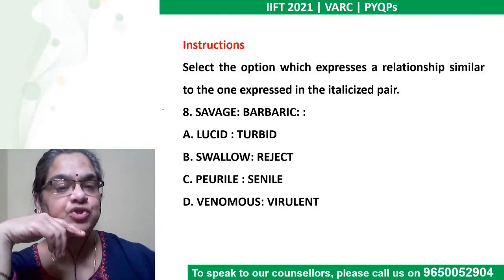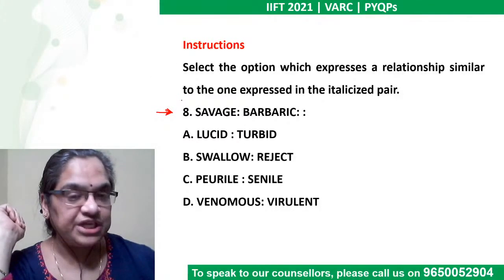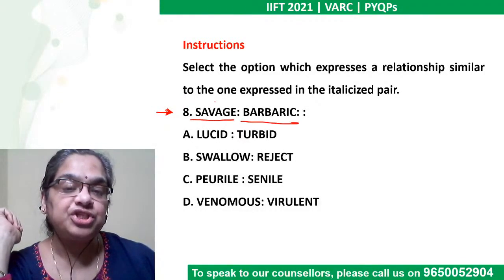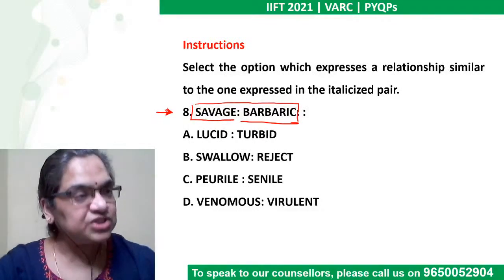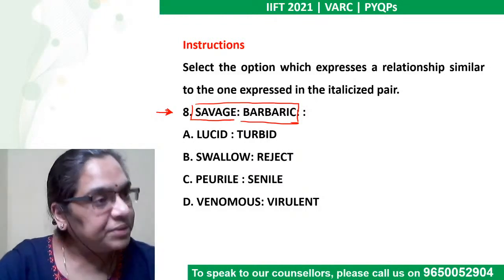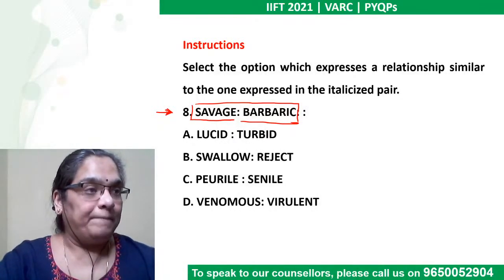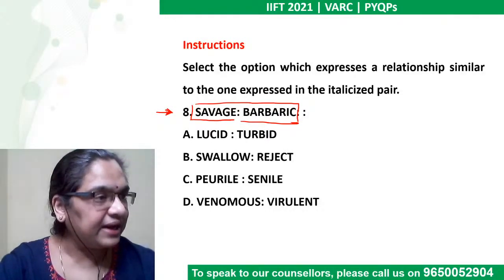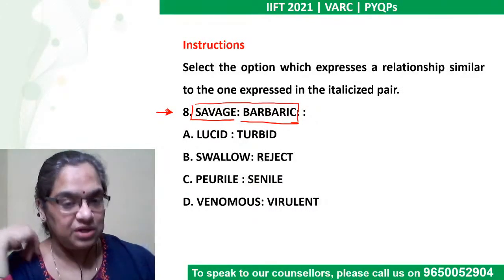Savage is to barbaric. So when they give you analogies, the best way to solve analogies is to spell out the relationship of the given word. In IIFT, most of them are either meanings or opposites, but they could give other things too. Savage and barbaric are meanings. It's a very savage attack. It's a barbaric attack. Both mean the same. So they are synonymous. Which of the options here is synonymous?